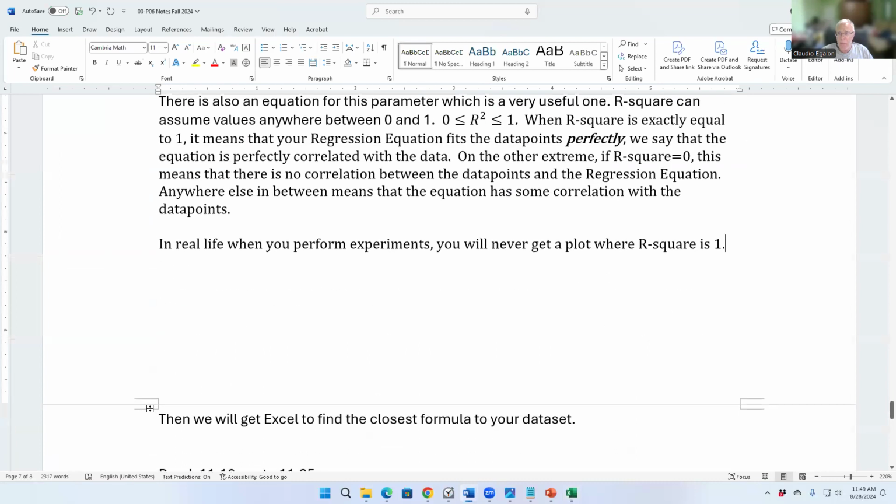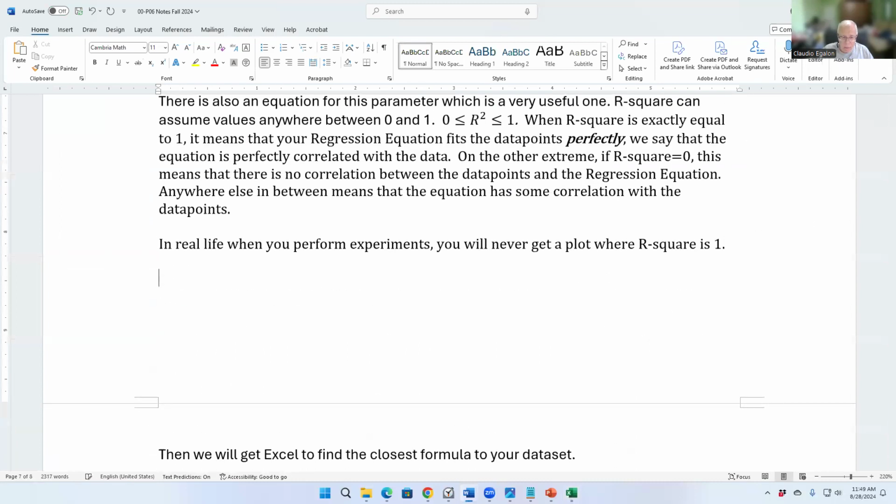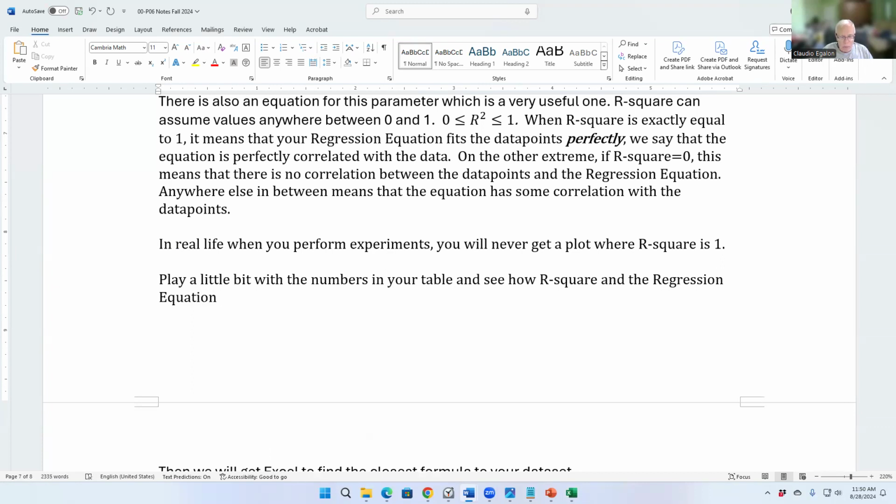Now, let's see. So play a little bit with the numbers in your table. Use the numbers in your table and see how R squared and the regression equation slash trend line, same thing, right? Change. Okay.